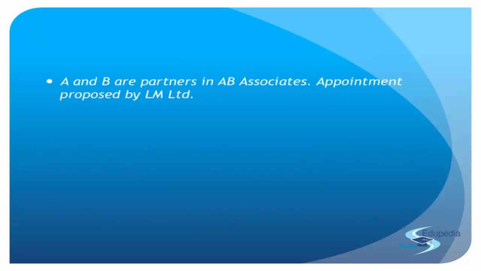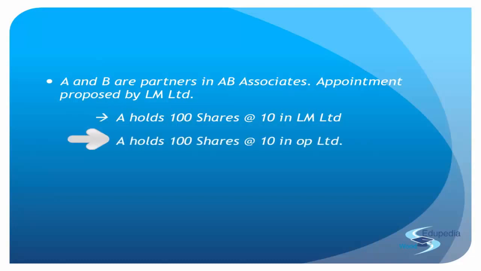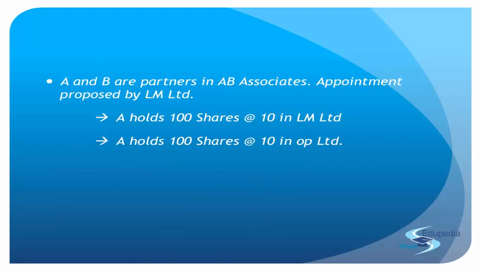Now we see a little complicated case. Right? There are a few things that we'll be seeing in this case. So A and B are partners in AB Associates, right? And then an appointment of AB Associates is proposed by LM Limited. But now if we see, A holds 100 shares at the rate of 10 each in LM Limited. A also holds 100 shares at the rate of 10 each in OP Limited, where OP Limited is actually the subsidiary of LM Limited. So let us take the situation of both these cases, right?